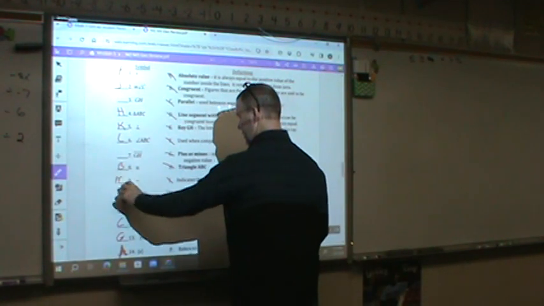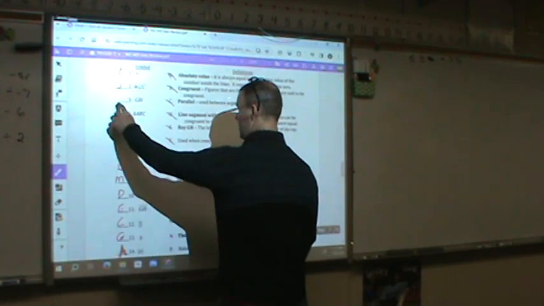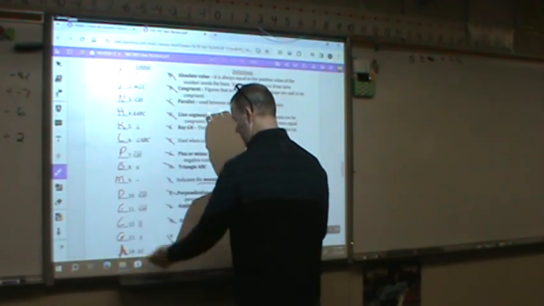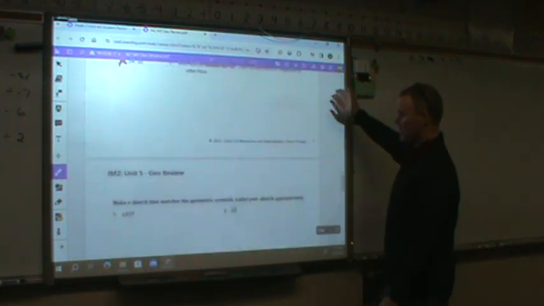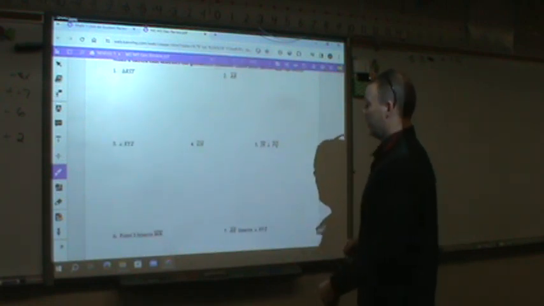Similar is 9, that's M. N, the length of GH, everybody kind of misses this one, but that's GH with nothing above it. And finally P, it refers to infinite line segment. So there's that.